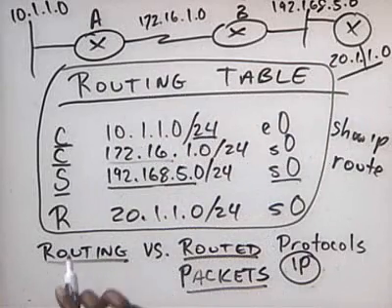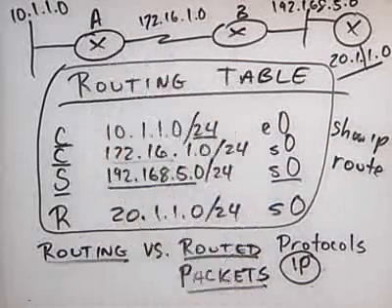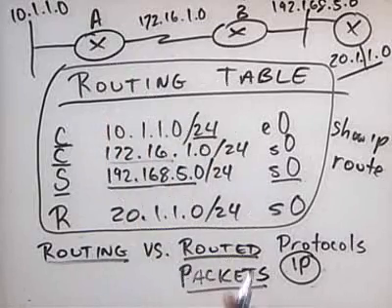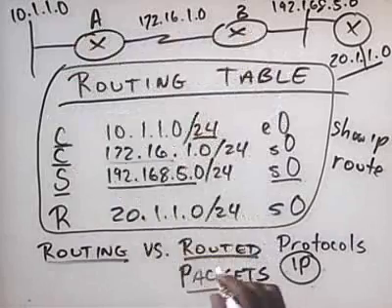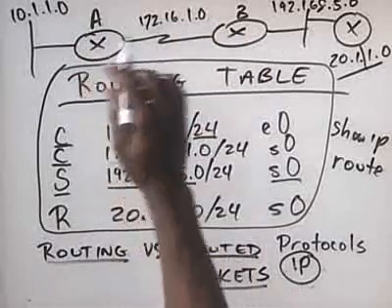So, routing protocols are used to exchange information about networks. Routed protocols are the encapsulated data packets that are being routed between routers. So that gives us a basic look at routing.